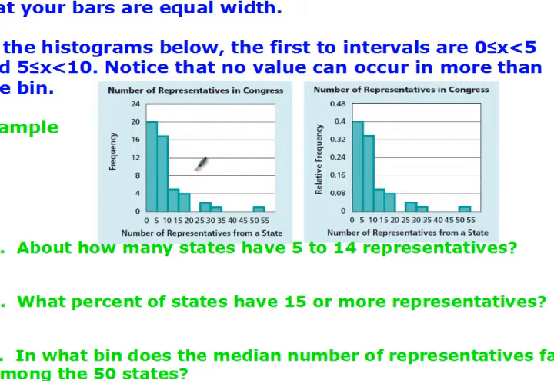So it's really important that you keep that in mind, that we don't have two equals signs here, because if we did, then where would we put a certain value? No value can occur in more than one bin.